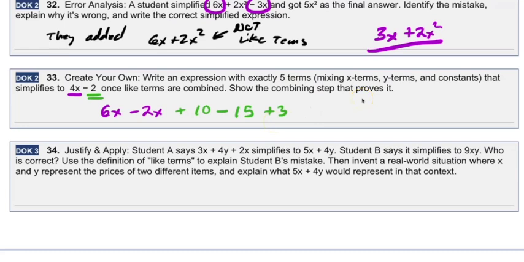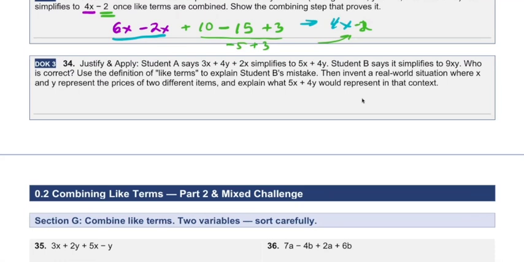So then they want me to get an answer. You're like, okay, if I add those two, I get 4x. And if I add these, I'm gonna get negative 5 plus 3, which gets me negative 2, minus 2 actually. So something like that. Okay, next one.